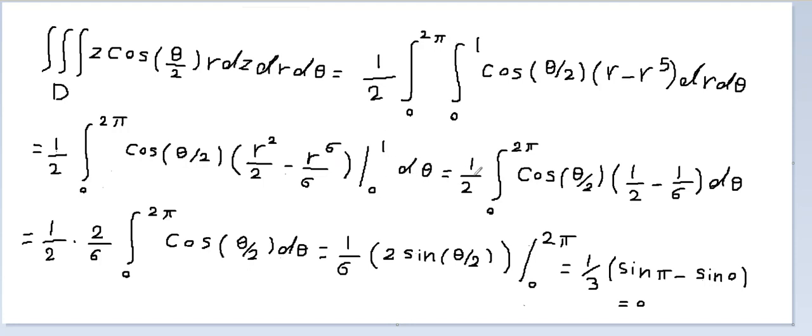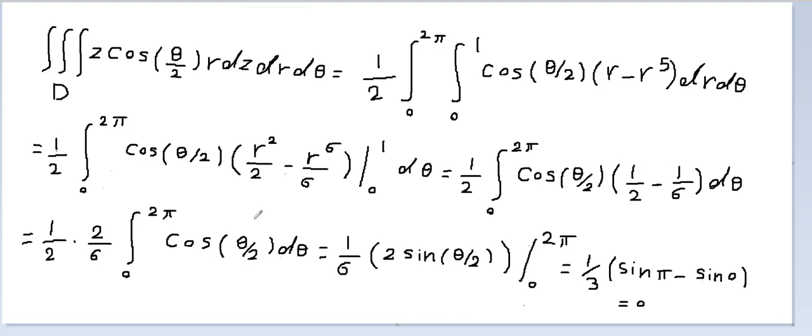So this equals 1/2 integral cosine theta. When r is 1, this equals 1/2 minus 1 over 6. When r is 0, this is 0, so only this is left. And if we calculate 1/2 minus 1 divided by 6, you can calculate this equals 2 over 6.